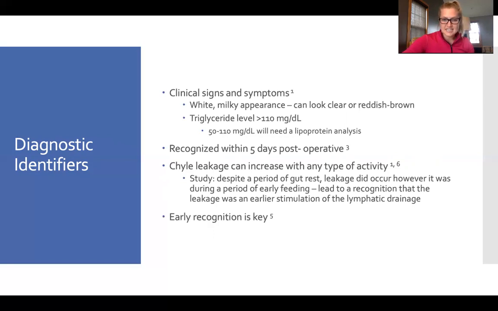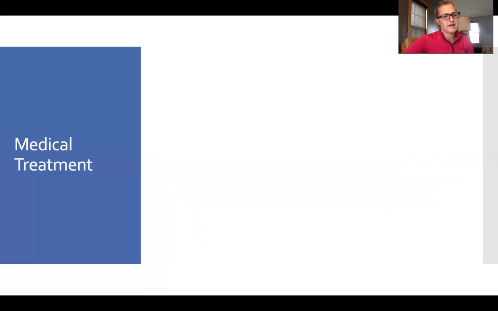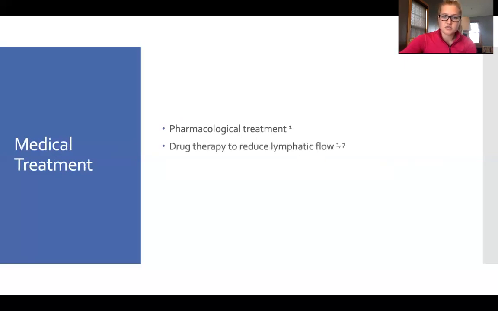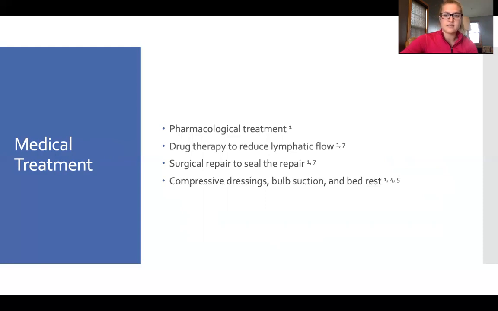Early recognition is key when trying to treat this type of diagnosis. So with the medical treatments, you could start off with pharmacological treatment, drug therapy to reduce the lymphatic flow, surgical repair to seal the repair that has been done. Otherwise, some other things that I've seen done are compressive dressings, bulb suctions, as well as bed rest, just to decrease the activity and making sure that we are draining the fluids out so that it's not compromising anything inside of the body.